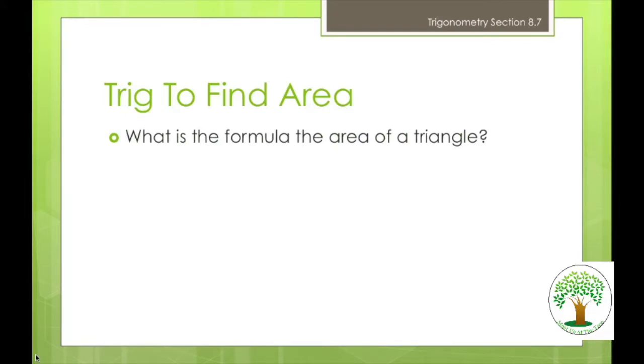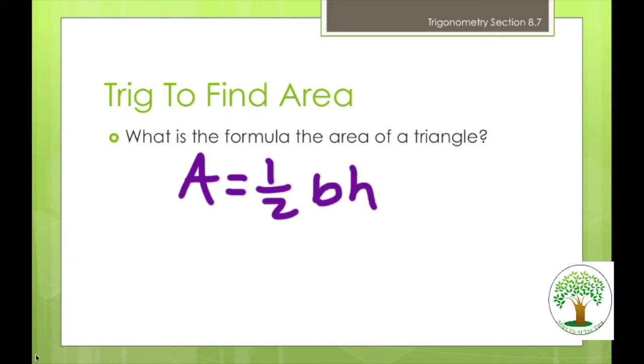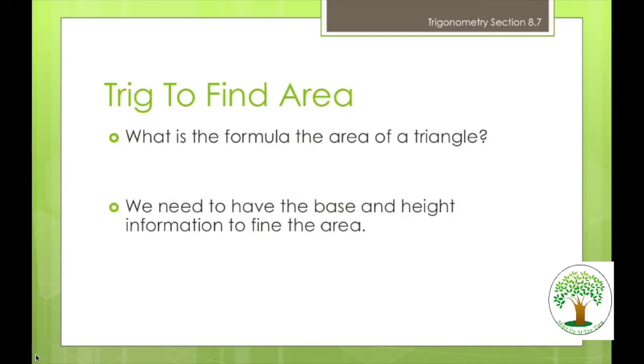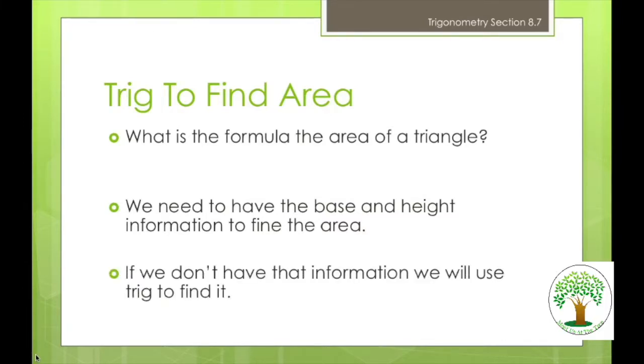What is the formula for finding the area of a triangle? Area equals 1/2 base times height. You have to know the base and you have to know the height before you can find the area of a triangle. If you don't, we're going to have to find that information. We need to have the base and the height information to find the area. If we don't have that information, we will use trig today to find that. We will use sine, cosine, and tangent to find our missing pieces.